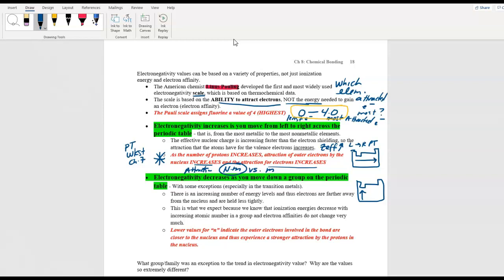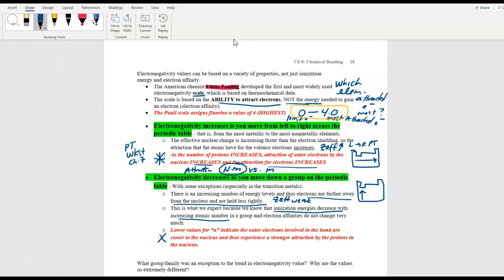There's an increasing number of energy levels and electrons that are further away from the nucleus. And because they are further from the nucleus, they're not held as tight, which means your Z effect is very weak. So this is what we expect because we know ionization energy decreases with increasing atomic number. That's a good trend. That's something that you can mention. And electron affinities do not change very much.